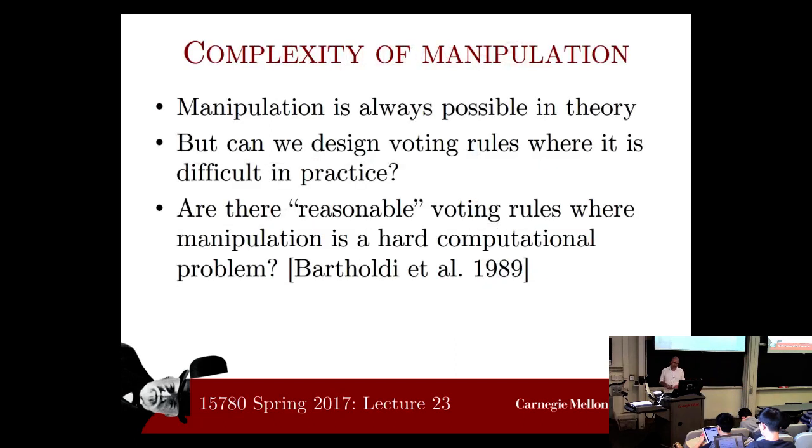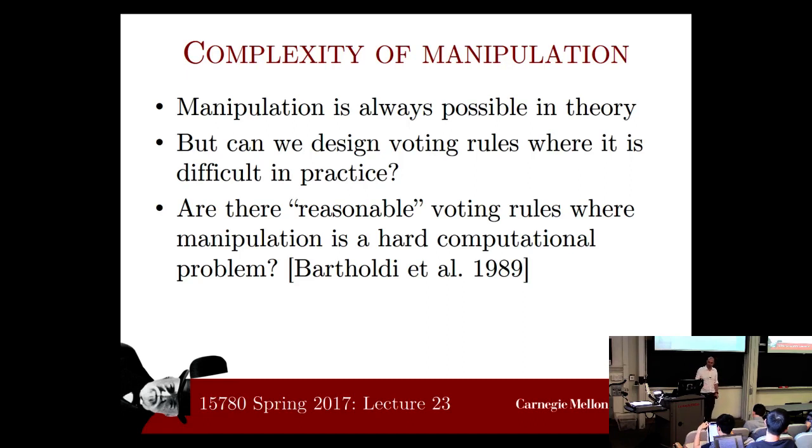So I want to spend the rest of the lecture talking about complexity of manipulation and how we can use that to circumvent Gilbert-Satterthwaite. Okay, so what the theorem tells us is that manipulation is always possible in theory, right? But the big question, the big idea was, can we design voting rules where it's difficult in practice? So another way to phrase this is, are there reasonable voting rules? Of course we can come up with crazy voting rules that would be hard to manipulate, but are there reasonable voting rules that we actually want to use, or people have talked about as good voting rules in social choice, that are hard to manipulate from a computational complexity viewpoint?